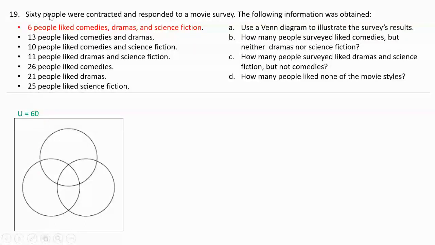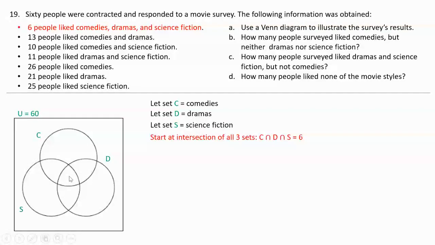There were 60 people total. When you do a Venn diagram, we let C be the comedies, D be the dramas, and S be the science fiction, which is this one here. You always start where they all have in common. That's why it's highlighted in red. So 6 people like comedies, dramas, and science fiction, so it's going to be this area here. That's 6.